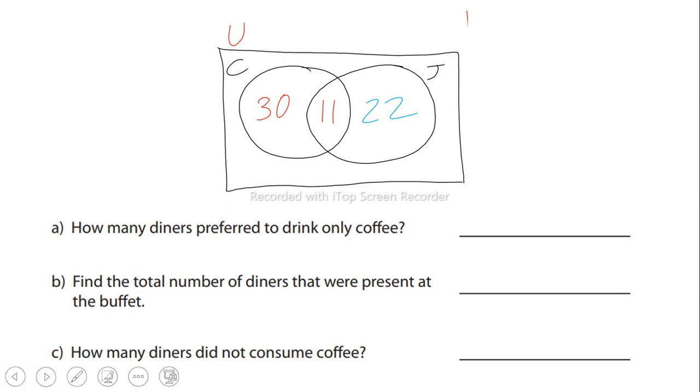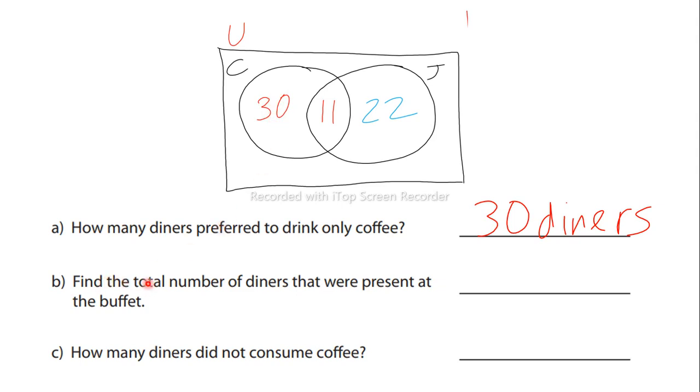Okay, so how many diners preferred to drink only coffee? 30. 30, very good. So 30 diners. So they're asking us for C only. They say how many diners prefer to drink only coffee? That's C only. Only coffee. We're not talking about those who drink coffee and those who drink juice. Not 11. Only coffee. So that would be like C intersect J prime, I think? Yes, C intersect J prime.